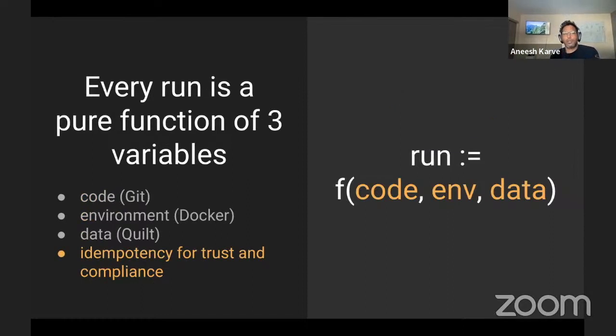And this is a little bit of what we call the GDQ stack. So Git for code, Docker for environments, data for Quilt. You can have more hashes as well. There's nothing to stop you, but this is kind of the simplest core that I can offer you as a repeatable pattern in your company.